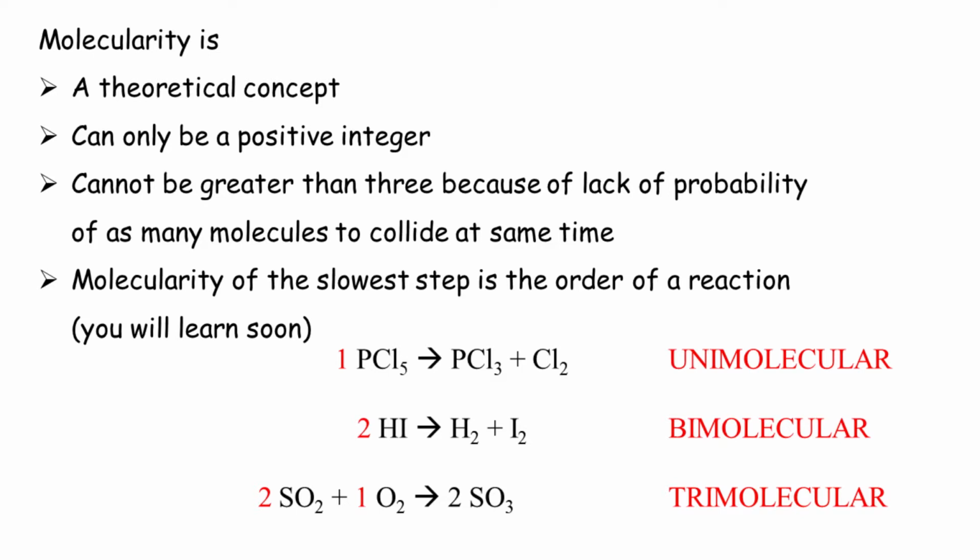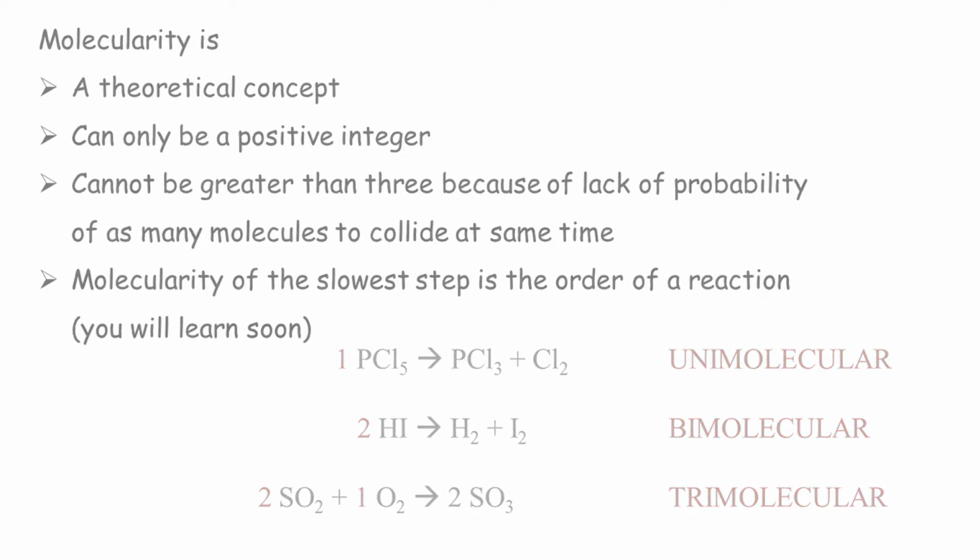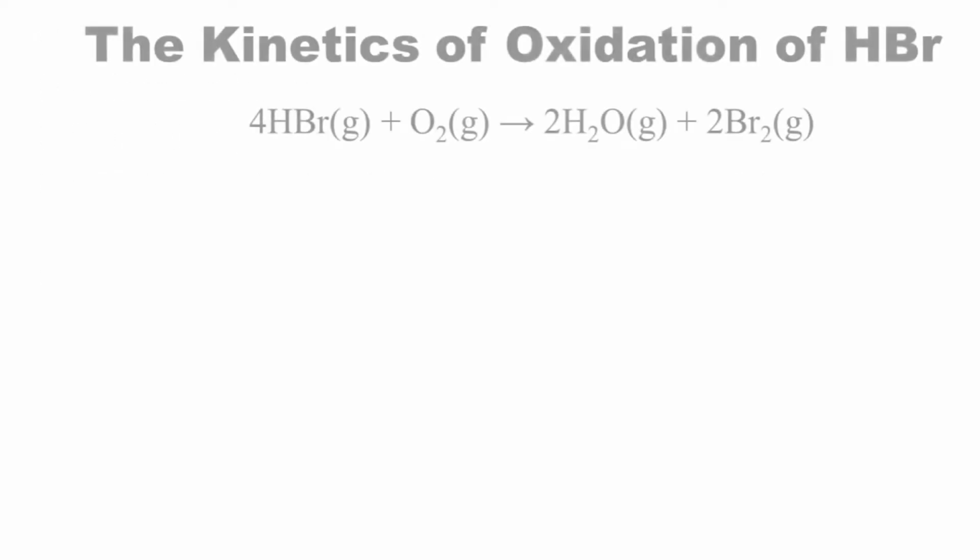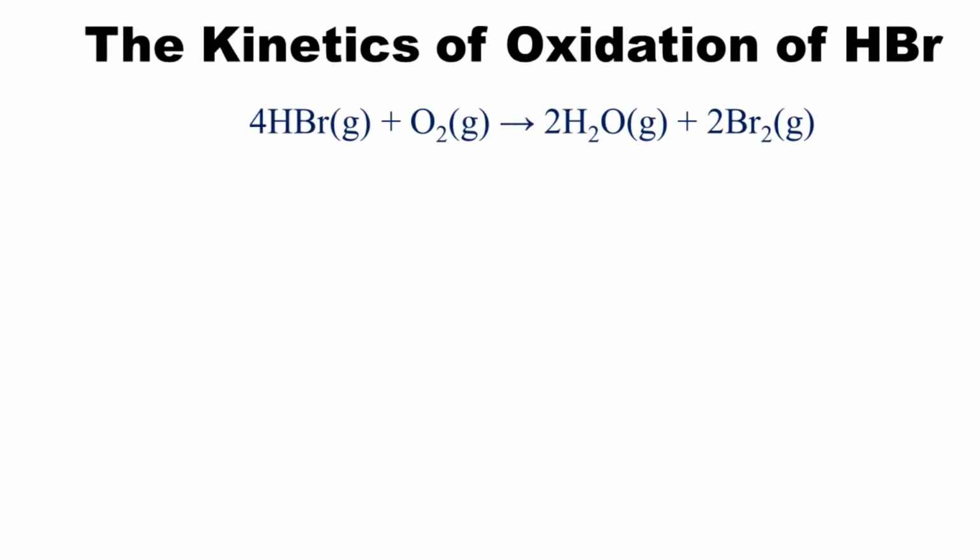Molecularity generally cannot be greater than 3, because more than 3 molecules may not mutually collide with each other. That's why I stopped my examples with trimolecular reactions. There are chemical reactions where the molecularity appears to be more than 3 from the stoichiometric equation. For example, oxidation of HBr. If you look at the equation, it looks like 4 molecules of HBr combining with 1 molecule of O2 giving you a molecularity of 5.